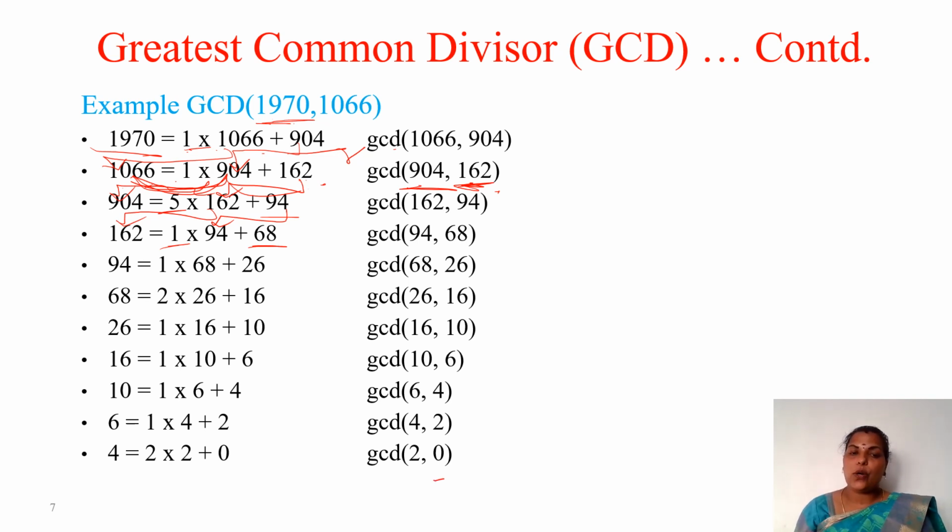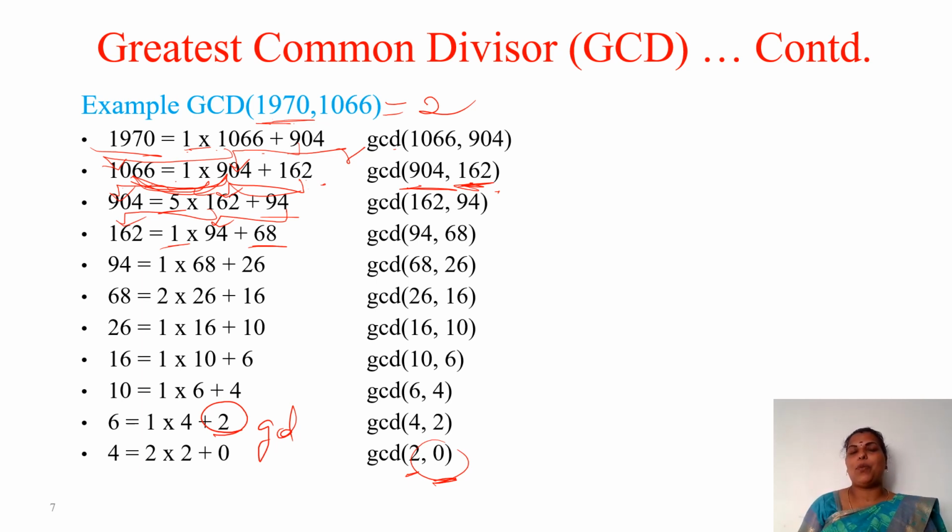Finally we get 0 here. Once you get 0, the previous remainder is the GCD of the two numbers. So the final step gives remainder 0, and only then do we stop the procedure. Then we traverse back, and the previous step's remainder is the GCD of the two numbers. So here the GCD is 2. You can use any online GCD calculator to check whether the value is correct. Within a fraction of a second you can find the answer using online calculators, but you should know how to compute these values.